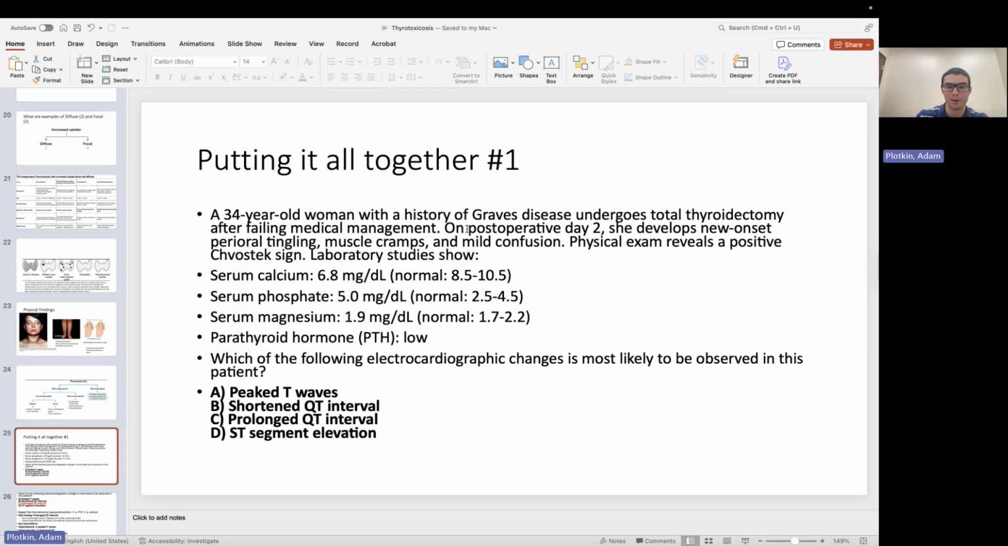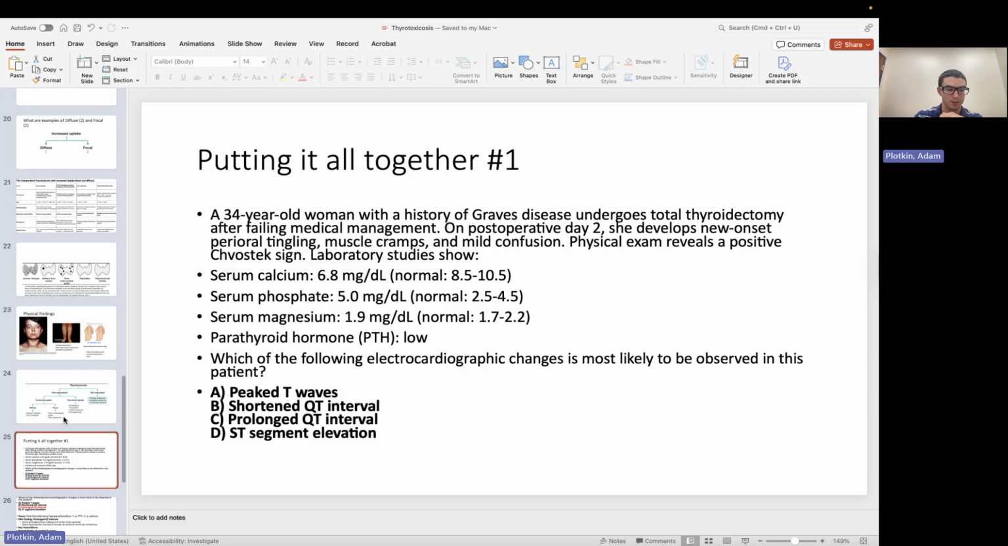We have a 34-year-old woman with a history of Graves' disease. She undergoes total thyroidectomy after failing medical management. On post-op day 2, she develops new onset perioral tingling, muscle cramps, and mild confusion. Physical exam reveals a positive Chvostek sign. Lab studies show a very low serum calcium, an elevated serum phosphate, serum magnesium within normal limits, and a very low PTH. Which of the following EKG changes is most likely to be observed in this patient? Will we see peaked T waves, shortened QT, prolonged QT, or ST segment elevation? So pause and think about it.